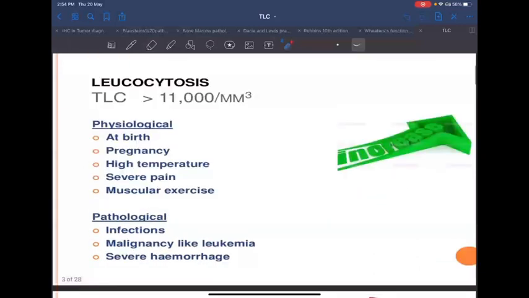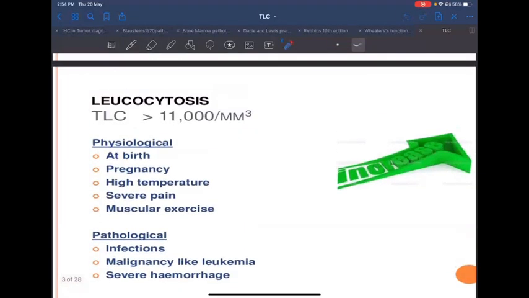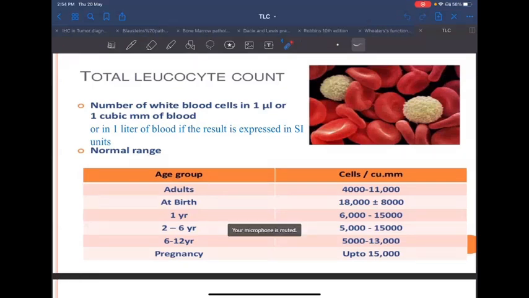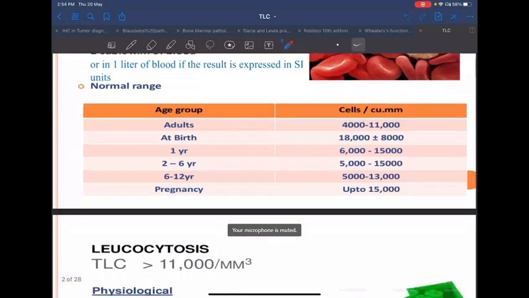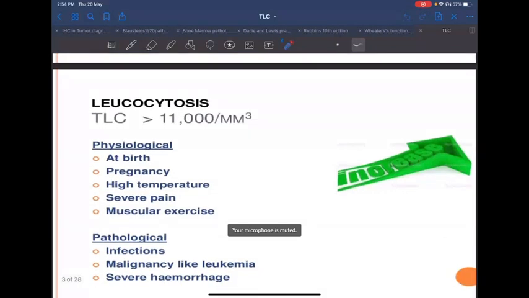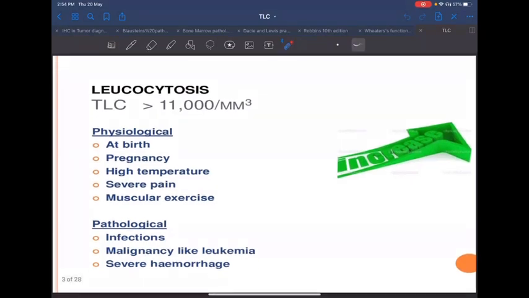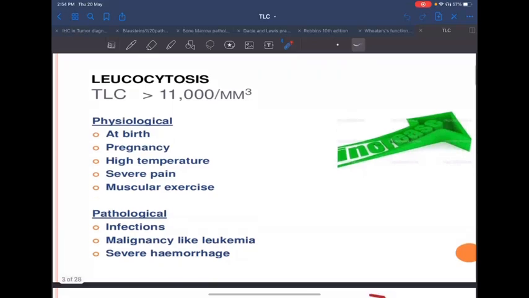There can be physiological causes and also pathological causes for increased TLC. So can you name some physiological causes of leukocytosis? Normal conditions in which WBCs are raised: at birth, pregnancy, high temperature, severe pain, and muscular exercise. TLC can be raised in various pathological conditions like infections, malignancies like leukemia, and also during severe hemorrhage.